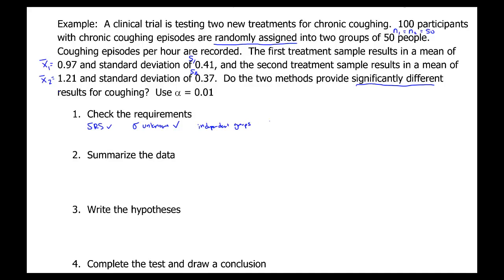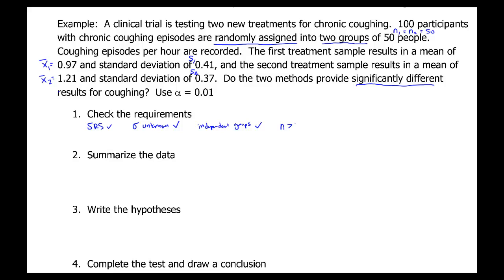Third requirement is we need independent groups. So the first group and the second group need to really have nothing to do with each other. And that's true in this case. It doesn't say anything in the problem about having pairs or partners or anything like that between the two groups. It's not a before and after. It's not a study of the same person with and without a treatment. So the two groups are independent from each other. So they do have the same sample size, but that doesn't make them dependent necessarily. It's whether or not there's any pairing or matching between the two groups.